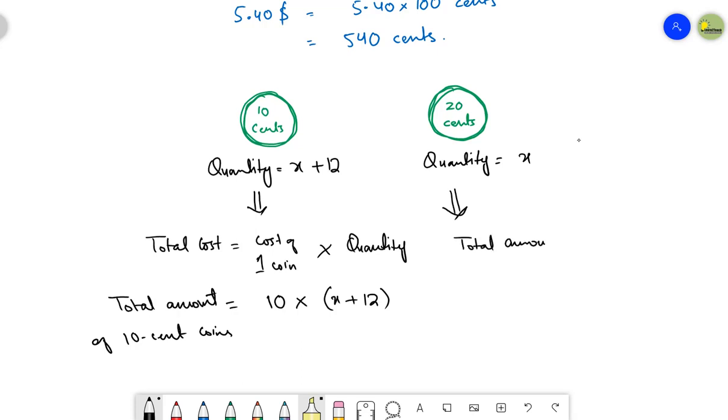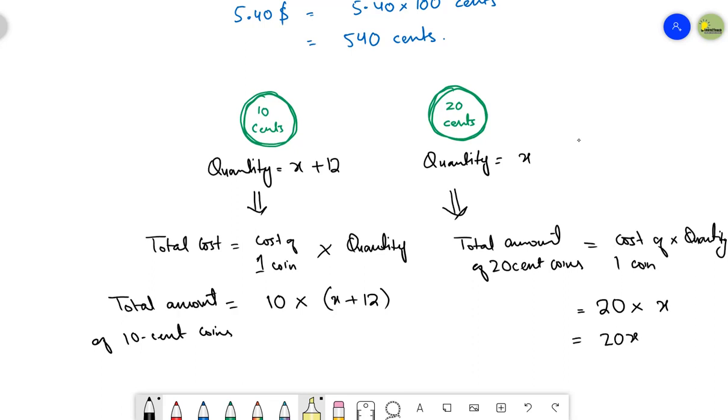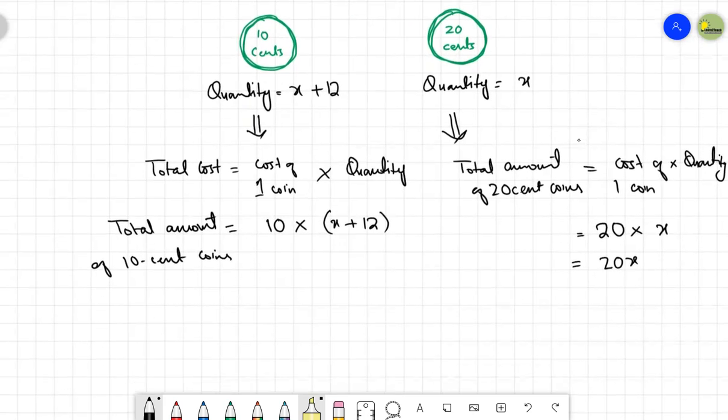In the same way, for the total amount of 20-cent coins, I need to multiply the cost of one coin with the quantity. The same formula. One 20-cent coin is worth 20 cents, and I multiply it with the quantity that is x. We are going to have 20x. This is the total amount of 20-cent coins he has, 20x.